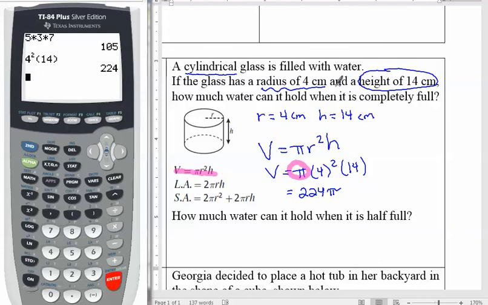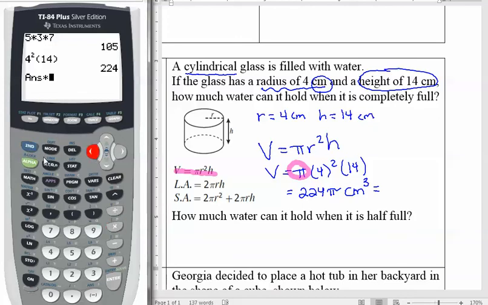Now I do have units on this. These are centimeters, and it's centimeters cubed. Volume is always cubed. Now, what if they wanted a decimal in there? What would I have to do? I just have to multiply my answer by pi.